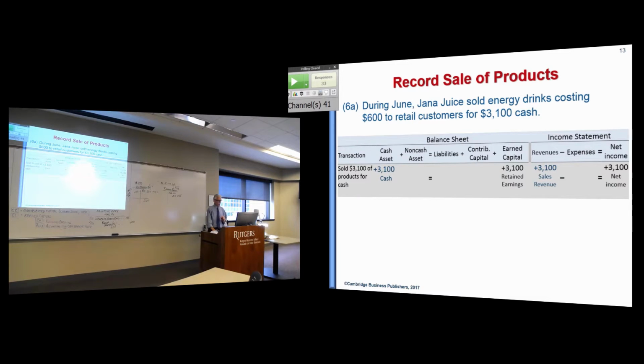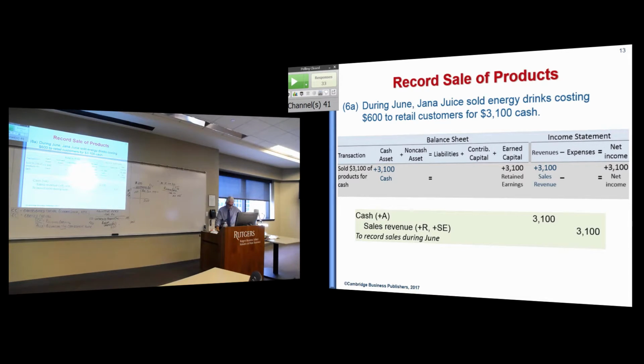Okay, next, sale. Now, they sell for $3,100, cost $600. So first, let's analyze the sale. We increase the asset cash, and we're going to increase revenues, but as we know, revenues increase net income, which increases the retained earnings. To record this, this is going to be a debit to cash, credit to sales revenue. This is an operating cash flow. So we debit the asset cash for $3,100, and we credit revenues, which increase the stockholders' equity.